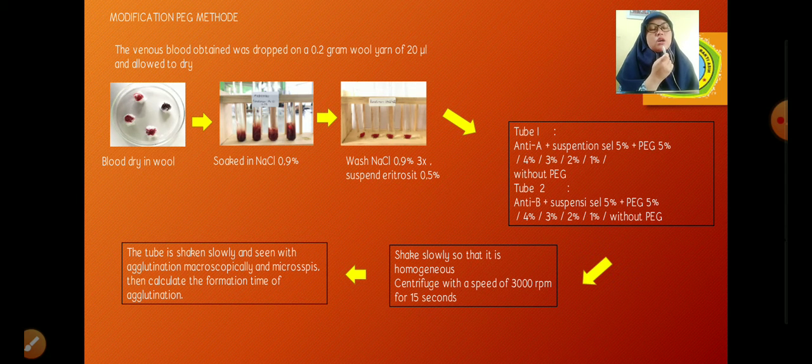If homogeneous, then centrifuge at a speed of 3000 rpm for 5 seconds. After centrifuging, shake the tube slowly and observe the agglutination macroscopically and microscopically, then calculate the formation time of the agglutination.